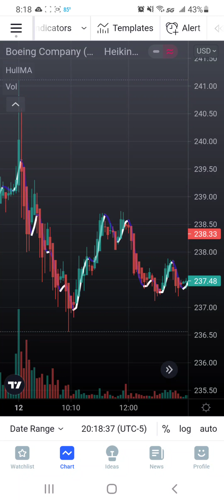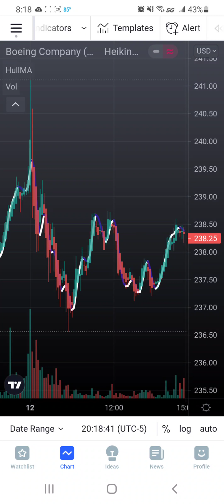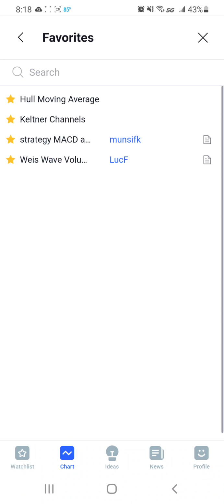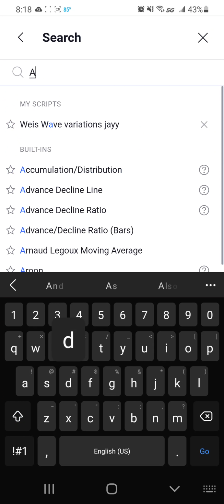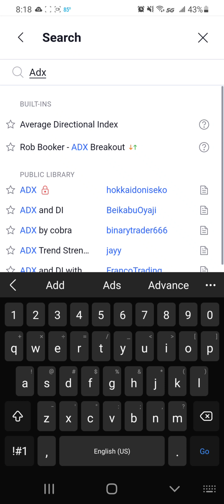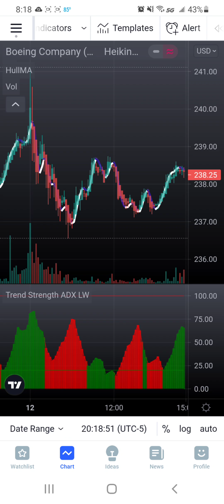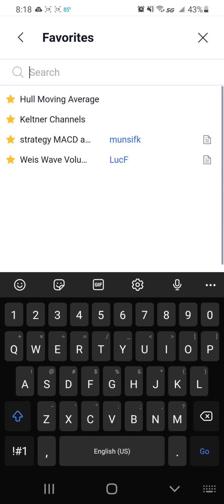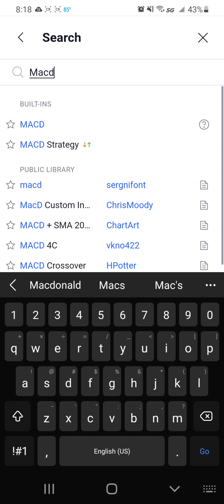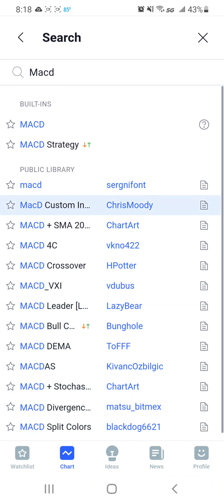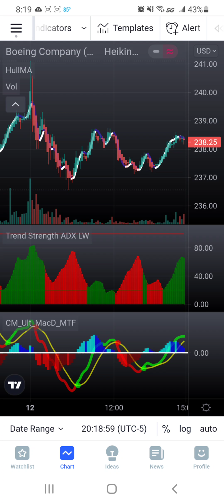All right, so there's a couple of things I'm doing on TradingView. This is Boeing. Let me just go to indicators, go to public library. I'll type in ADX. The one I'll look for is by J, ADX trend strength, and the next one I'll look for is the MACD, but that's going to be by Chris Moody. So I got those two.